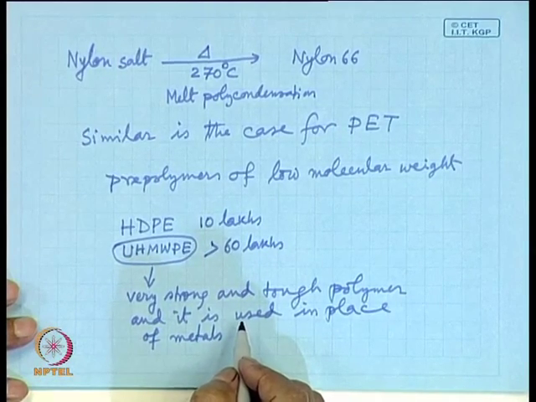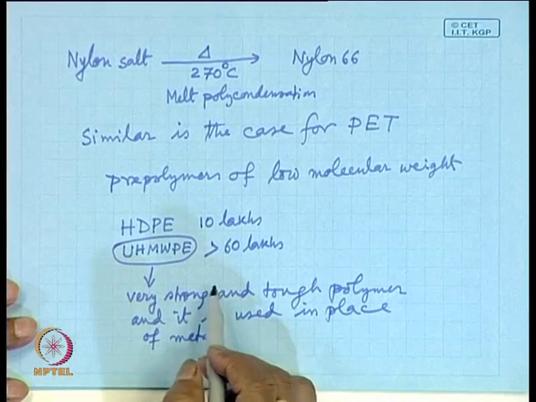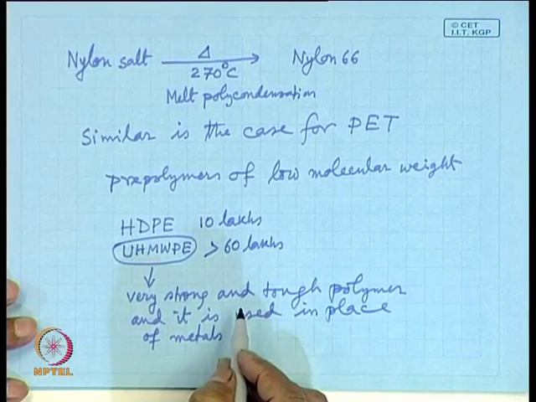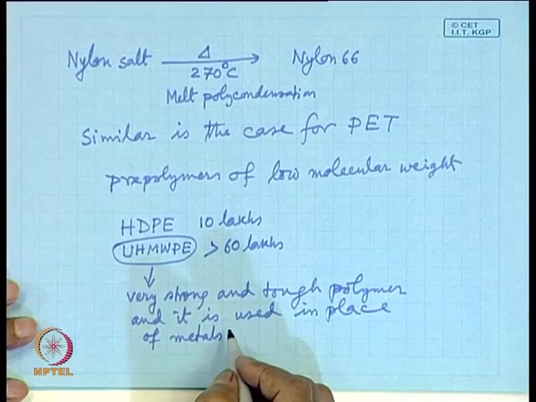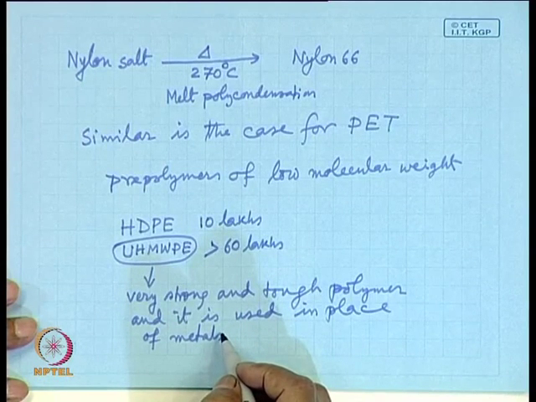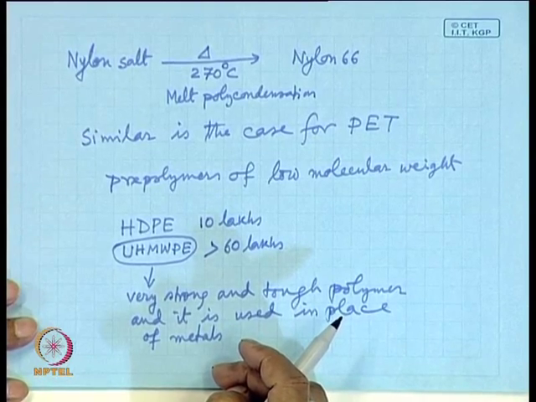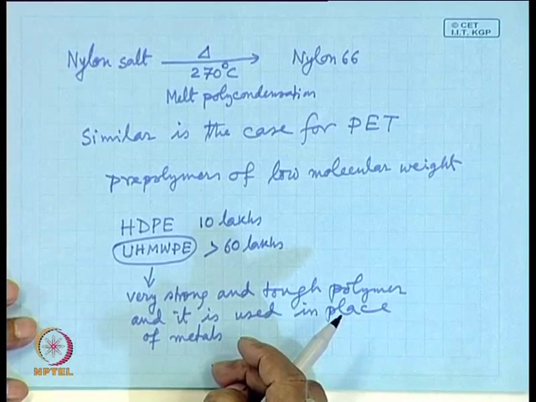It is used as a substitute of metals. It is a very strong polymer, and that strength comes from this high molecular weight, and it is difficult to process also. Of course, this ultra high molecular weight polymer is processed by sintering, not by conventional polymer processing techniques, polymer processing machineries. Okay. Ultra high molecular weight, so there you see it is an exceptional case.